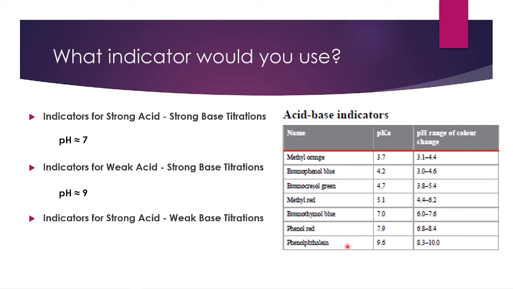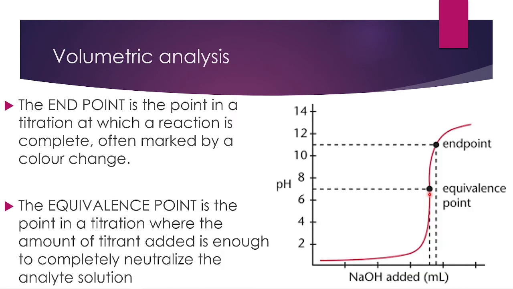If you're doing the other way around, strong acid to weak base, it's going to be slightly more acidic than neutral, so around about 5. So you'd go for something like bromocresol green or methyl red, one of those two. Depending on the exact pH you end up with, you might pick a different one of those.